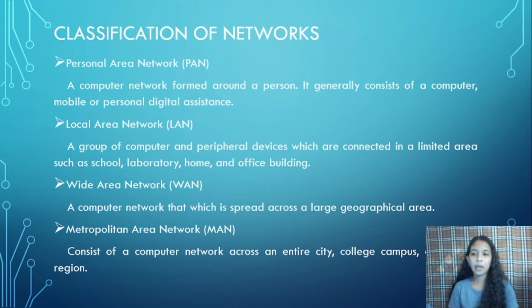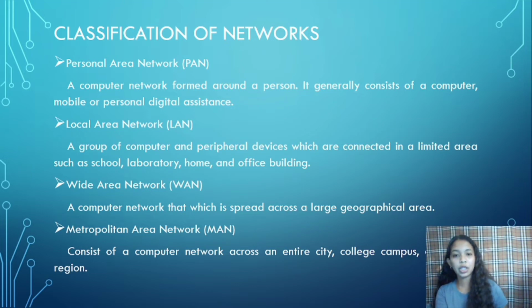First is the PAN or Personal Area Network. It is a computer network formed around a person. It generally consists of a computer, mobile, or personal digital assistant. This personal area network can be used for establishing communication among these personal devices for connecting to a digital network and internet. It is also an interconnection of devices within the range of 10 meters. Just 10 meters.